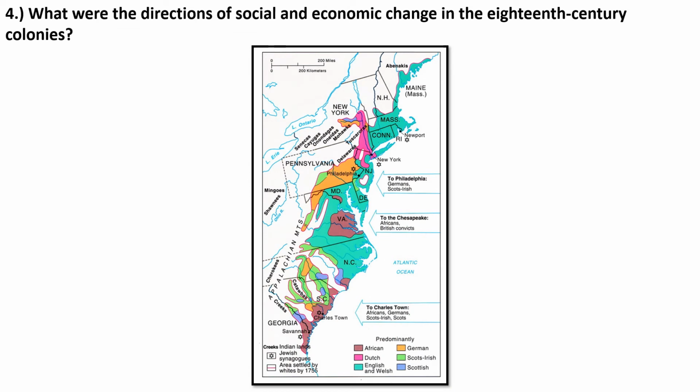Fourth, what were the directions of social and economic change in the 18th century colonies? First of all, the population of these colonies diversified. We have Scottish, Scotch-Irish, and German immigration into the colonies, and they will bring with them various forms of religion. So that's going to result in more religious diversity, and thus kind of de facto religious toleration. It's not written into the law yet, but most people are becoming inherently more religiously tolerant as a result of the fact of religious diversity.